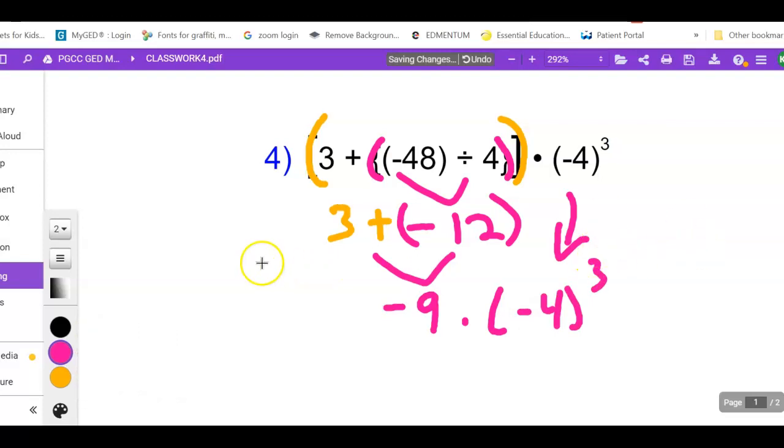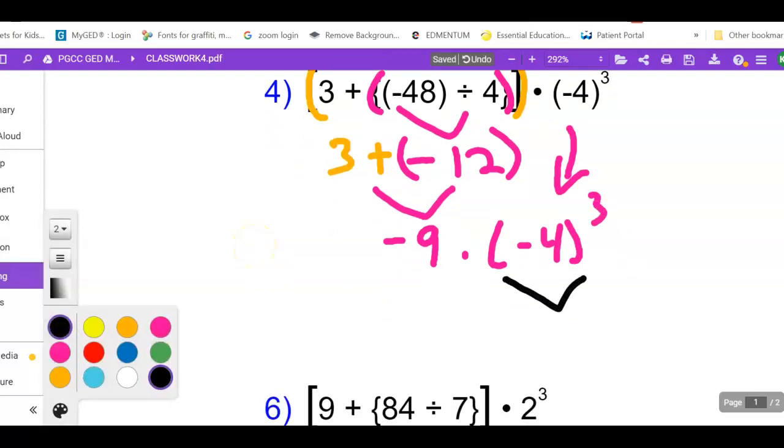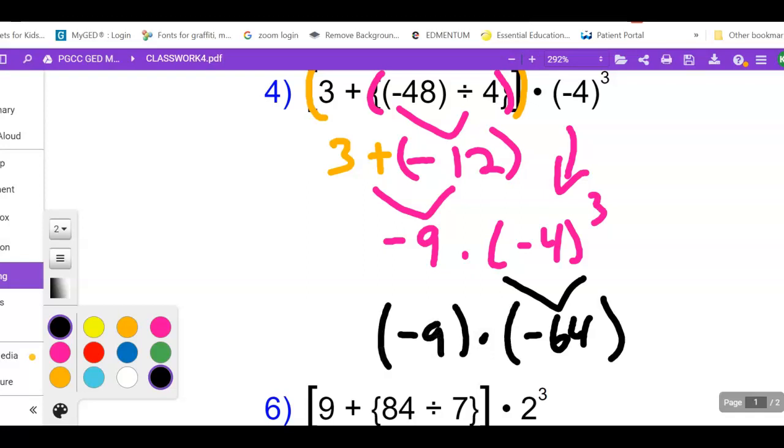Where we go from here, that exponent, negative 4 times negative 4 times negative 4, negative 4 times negative 4, that gives us positive 16, times another negative 4, we get negative 64. So I have negative 64 here. And then, don't forget, we're going to bring down the rest. Which was the times negative 9. Make it look easier. I have negative 9 times negative 64.